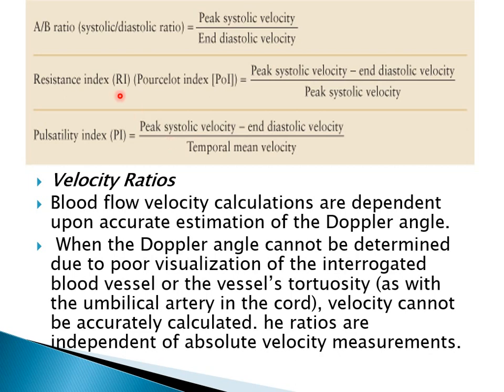What do we mean by RI and what do we mean by PI? RI is the resistive index, which is peak systolic minus end diastolic over the peak systolic. While PI, the pulsatility index, is peak systolic minus end diastolic over the temporal mean velocity. What's temporal? The mean velocity over time, like 4 or 5 seconds, calculated by the machine. Auto calculation by the machine.